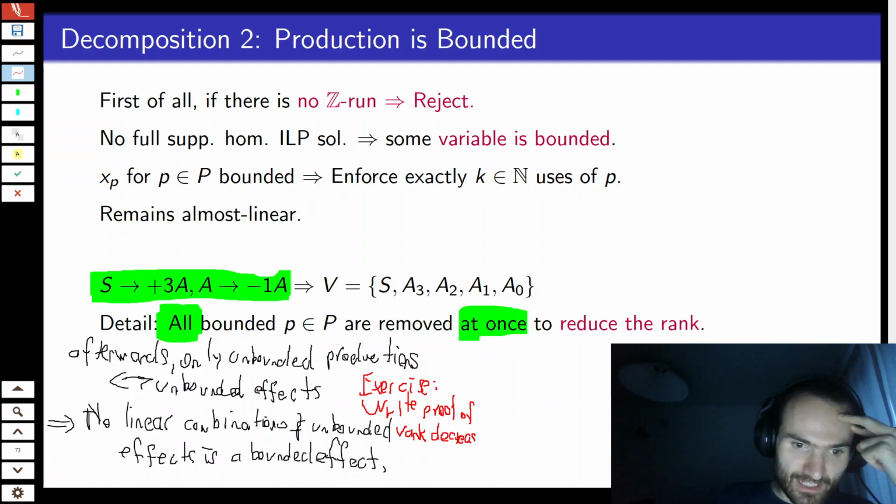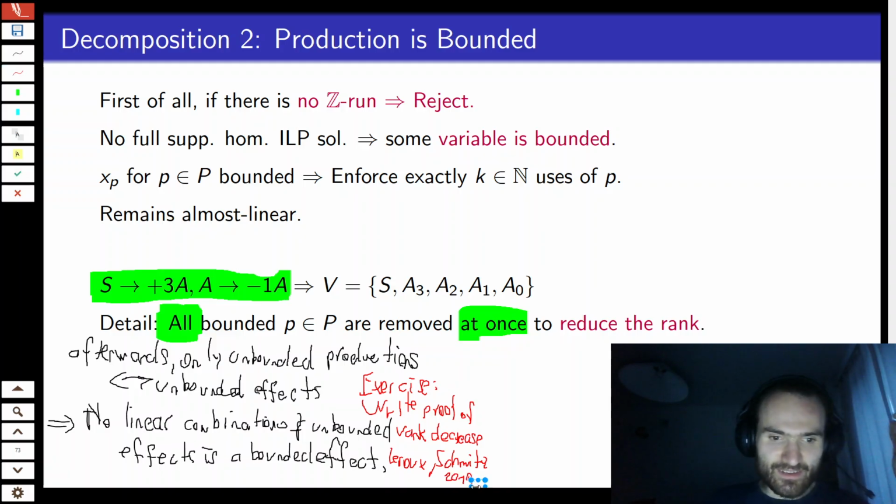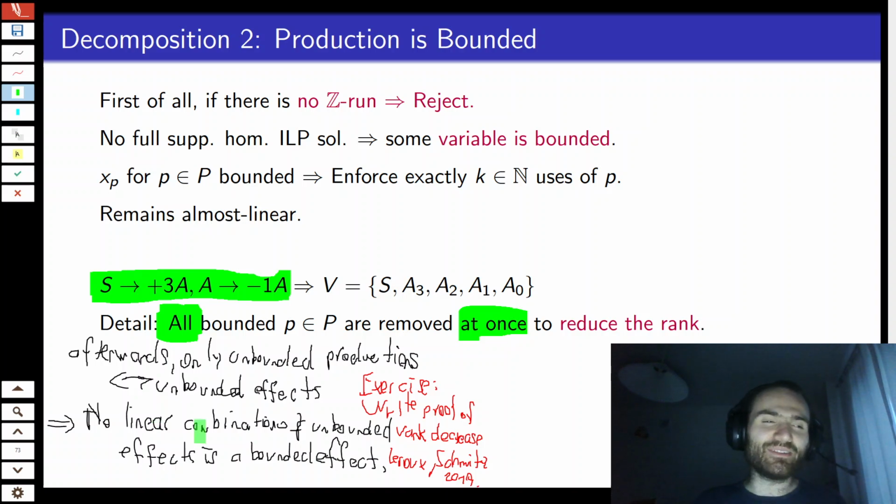If you are really lost, then you can look at Leroux and Schmitz in 2019, who had a paper where they do this for VASS, and essentially the same thing works here. This paper was about putting reachability into primitive recursive. They essentially also invented this cycle space rank. So yeah, the proof is essentially the same. It's the same reason: a linear combination of something unbounded does not give something bounded.